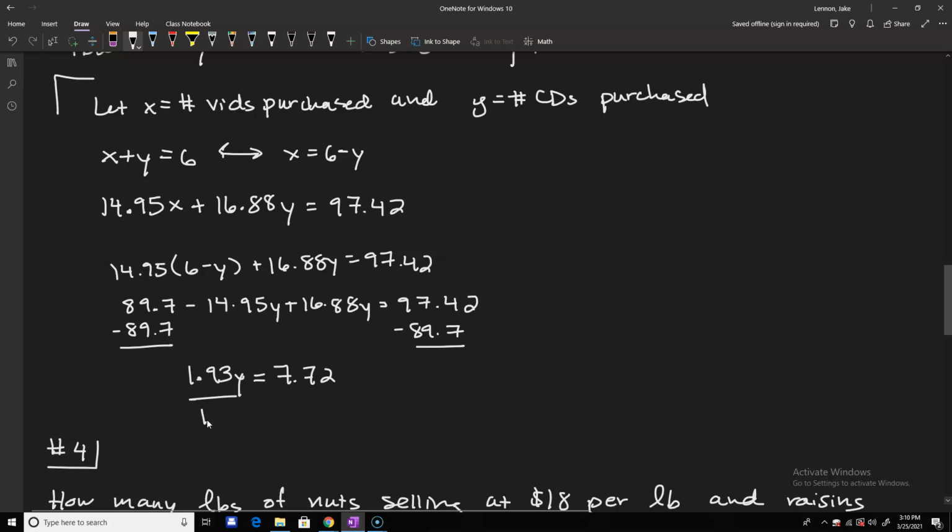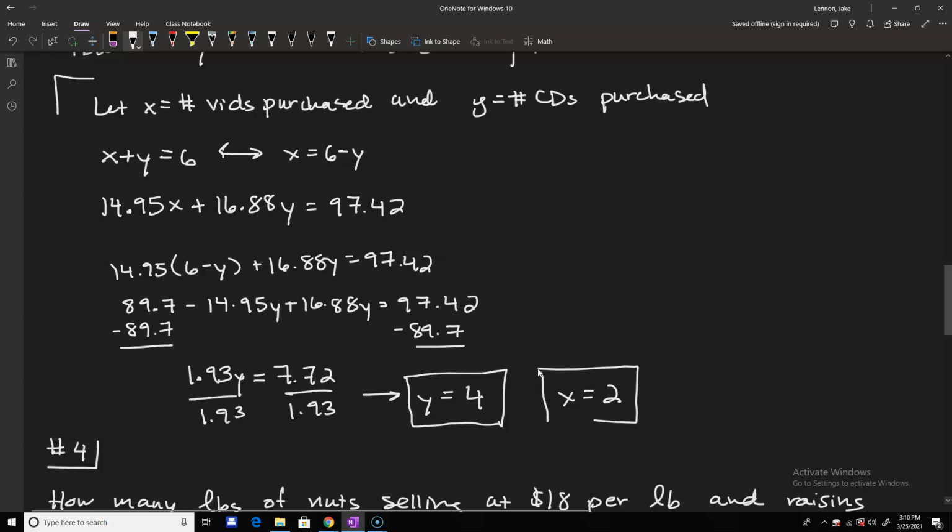So when we divide by 1.93, we get that y is equal to 4. So she's buying 4 CDs. So 4 CDs, and we know the total is 6, so that means x is going to be equal to 2. So she buys 2 videos and 4 CDs. And that's it for number 3 there.